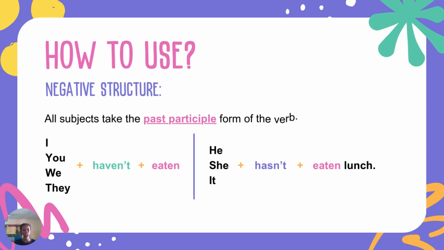How do we make use of this in the negative structure? For the negative structure, it's still going to be the same with just a little bit of changes. And where is that change occurring? In have and has. It takes the negative form: haven't, hasn't. I haven't eaten. You haven't eaten. We haven't eaten. They haven't eaten. He hasn't eaten lunch. She hasn't eaten lunch. And so on and so forth.